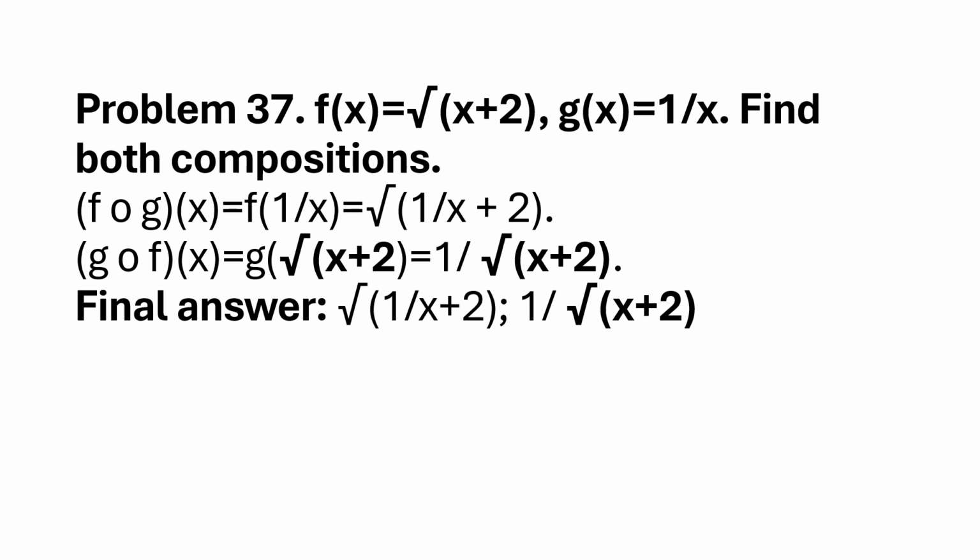We are given f of x equals the square root of x plus 2, and g of x equals 1 over x. For f composed with g, replace x with 1 over x inside f. This gives the square root of 1 over x plus 2.